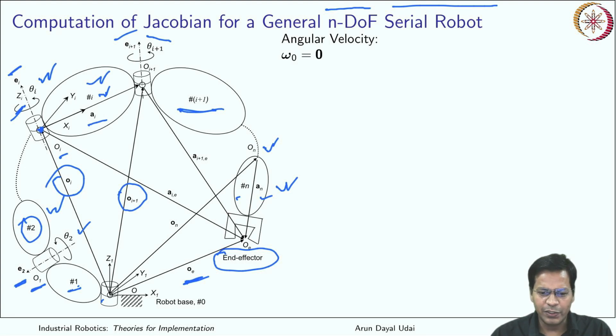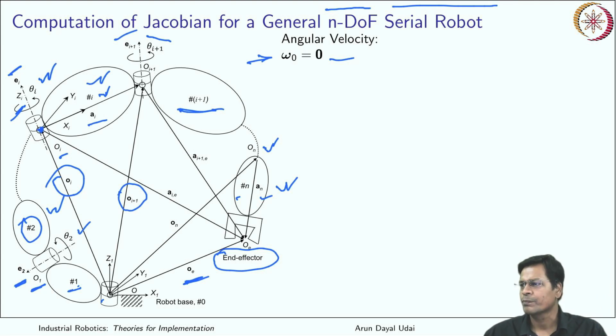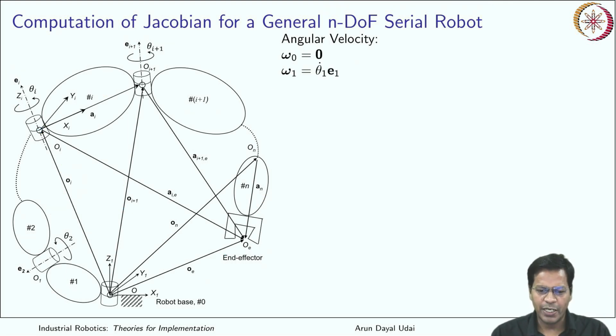So you see angular velocity 0, that is the base velocity on which the whole of the robot is fitted. So that is equal to 0. So omega 0 is always equal to 0. Now you have the first axis about which the first link is fitted. So you can write omega 1 is equal to theta 1 dot E1. E1 is somewhere over here that passes like that, and theta 1 is the angle along that vector, the E_i vector.